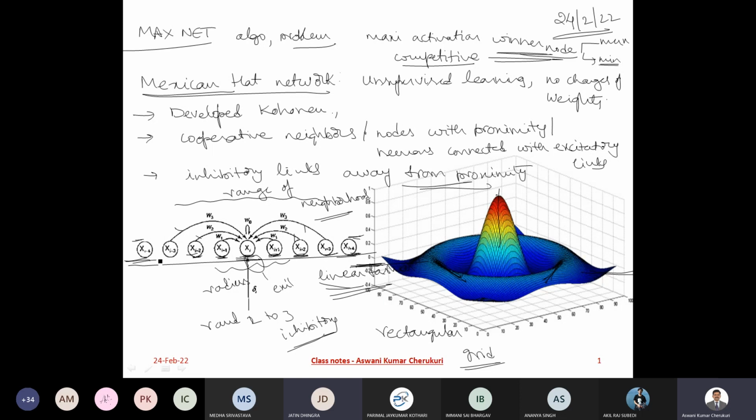Okay. Then we will proceed with another important algorithm called self-organizing maps.